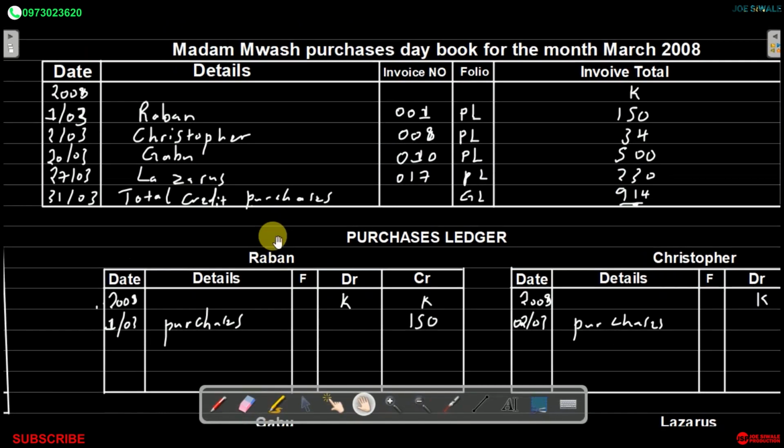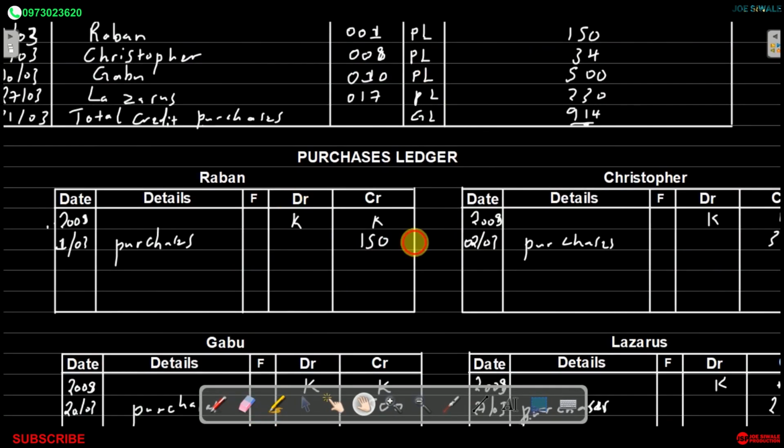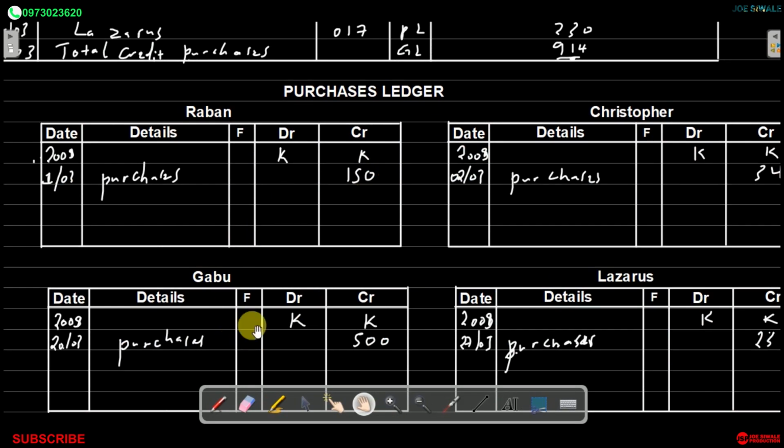So we can go back to our purchases day book, and we have to check if we have recorded each and every transaction. As you can see, we have recorded each and every transaction. That means that the next thing that we're supposed to do is to balance up each account. We are going to start with the account for Laban, and to balance up that account, we have to find our balance carried down, our balance brought down, and our total.